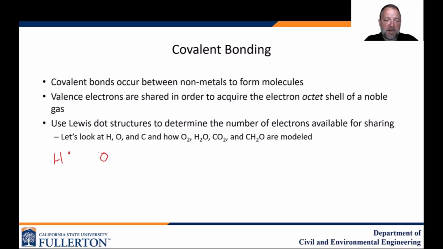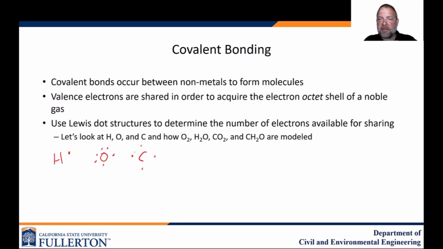For oxygen, it's a little more complicated. Oxygen has 6 electrons in the outer shell: 1, 2, 3, 4, 5, 6. So it has 2 vacancies, basically. It wants to have 8, but it only has 6. So there are 2 places for things to bond to oxygen. Carbon has 4 electrons in the outer shell.